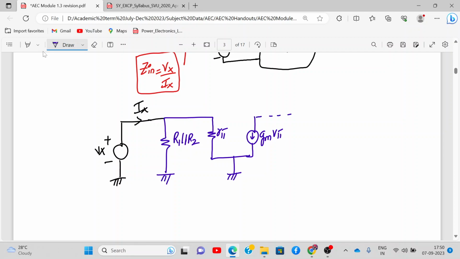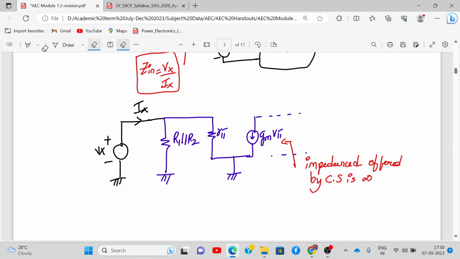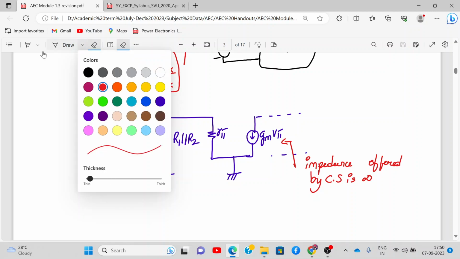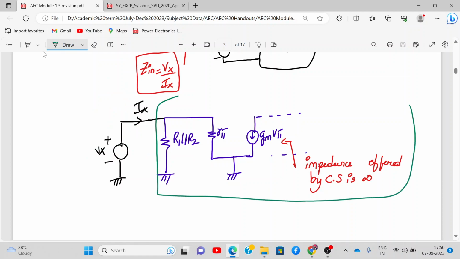So why am I not drawing the other part of the circuit? The reason is that the impedance offered by the current source will be infinite. So that means whenever the current flows over here, this will be treated as open circuit. So the entire circuit which we were supposed to draw will be open circuited from here only.